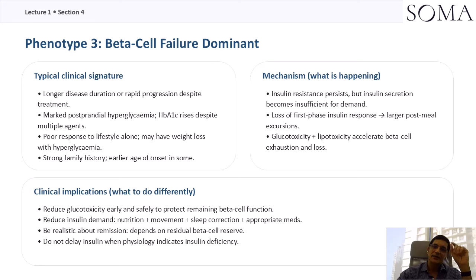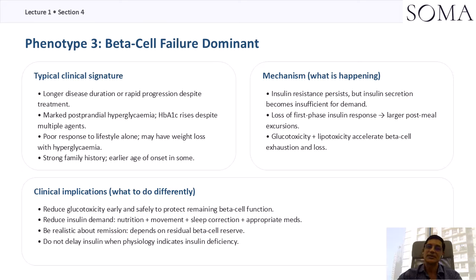So, beta cell failure is becoming dominant, and they have lost first phase insulin response after meals. So, post meal spikes will become prominent and difficult to control. Now, this is where many clinicians make an error, understand that. They keep escalating glucose lowering agents without addressing beta cell stress. But if glucotoxicity and lipotoxicity continue, beta cell failure accelerates. So, these patients require a strategy that focuses on reducing glucose toxicity quickly and safely, reducing insulin demand, avoiding repeated high glucose excursions, and preserving remaining beta cell function, and sometimes earlier use of therapies that reduce beta cell workload, and if needed, early insulin support, not as failure but as beta cell protection.